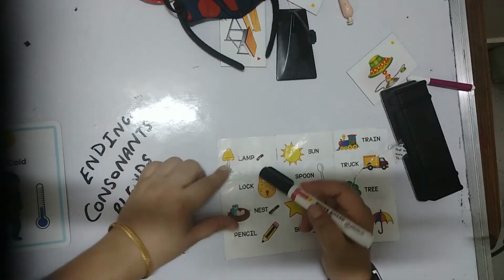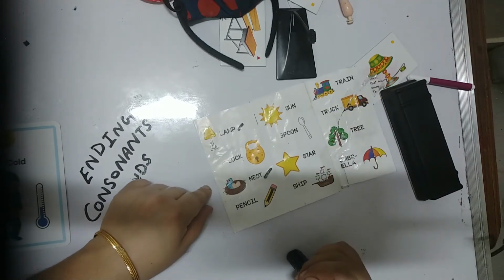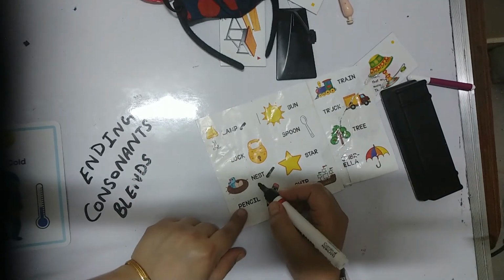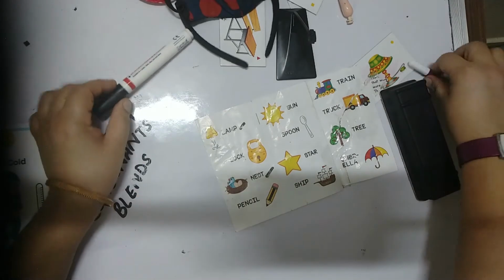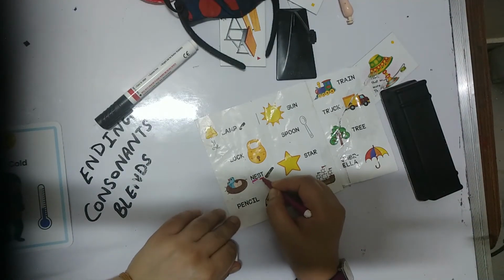Similarly, if you have any kind of game or something like that, from there also you can show lamp. Suppose you are showing nest, you can ask the child what is the ending sound. Again the same process: the child needs to read the first two letters together, ne, and then the last two together, st. So what did it become? Nest.